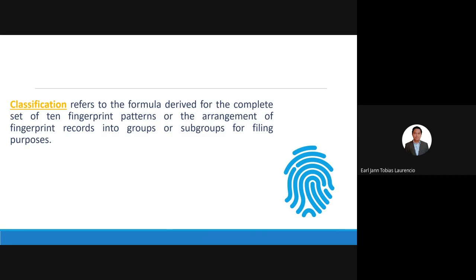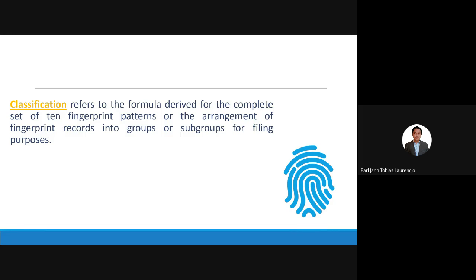Okay? Kasi kung wala tayong classification, kung wala tayong arrangement of your fingerprint records, our fingerprint records will be confusing, magulo. Kaya gumawa si Sir Edward Richard Henry ng system. Okay? We call that one as the Henry classification system. Originally, the Henry classification system is composed of 4 classifications. Okay? We have the primary classification, secondary classification, subsecondary classification, and the final classification.